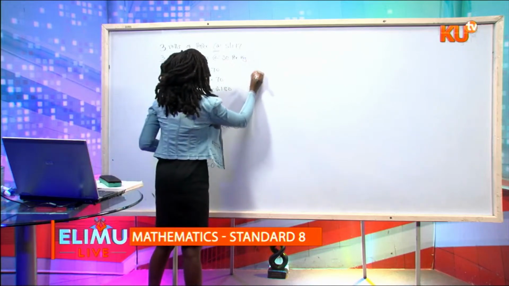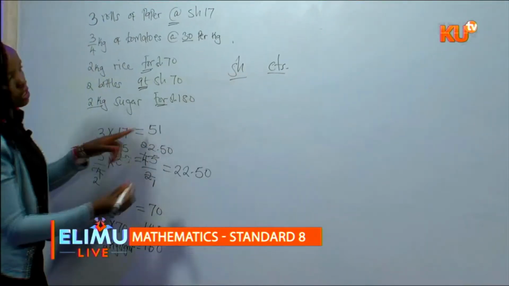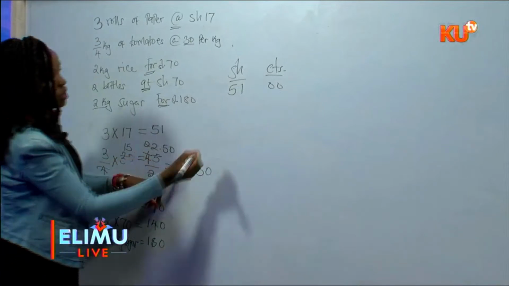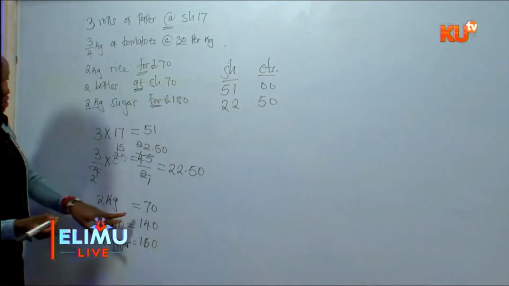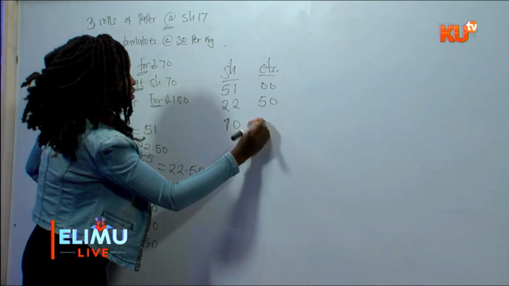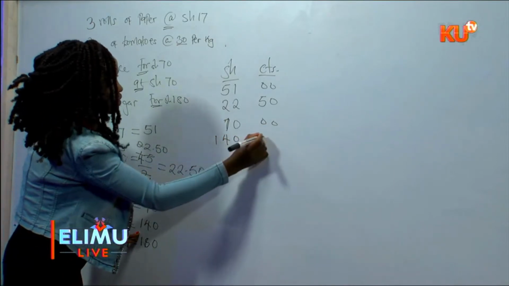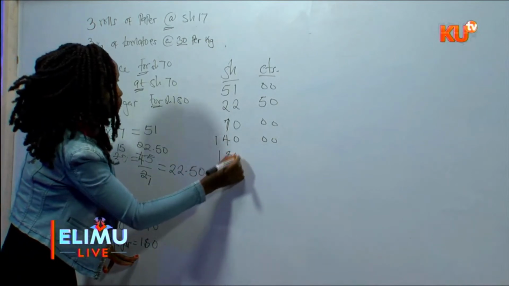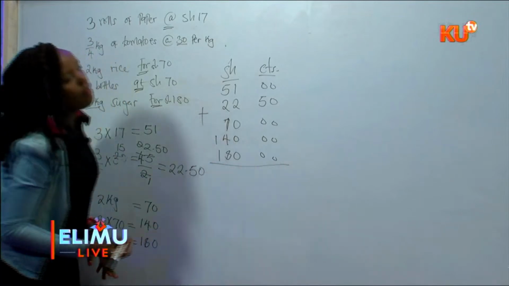So we add this to get the total. We can use this because we have the cents. So this is 51 shillings, 0 cents, plus 22 shillings and 50 cents. Then we add 70 shillings, 0 cents, plus 140 shillings and 0 cents, and then 180 shillings. So we are getting the total.